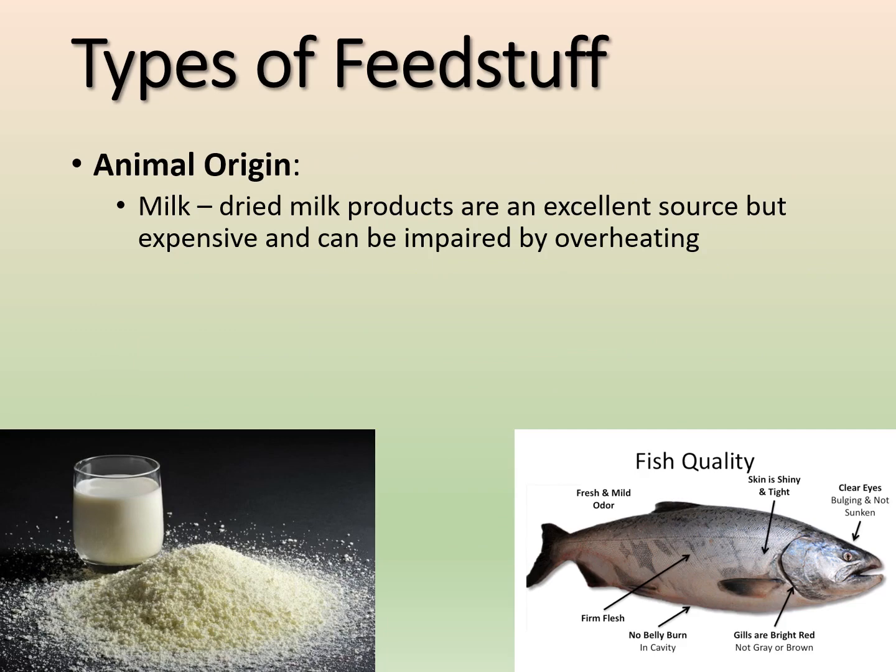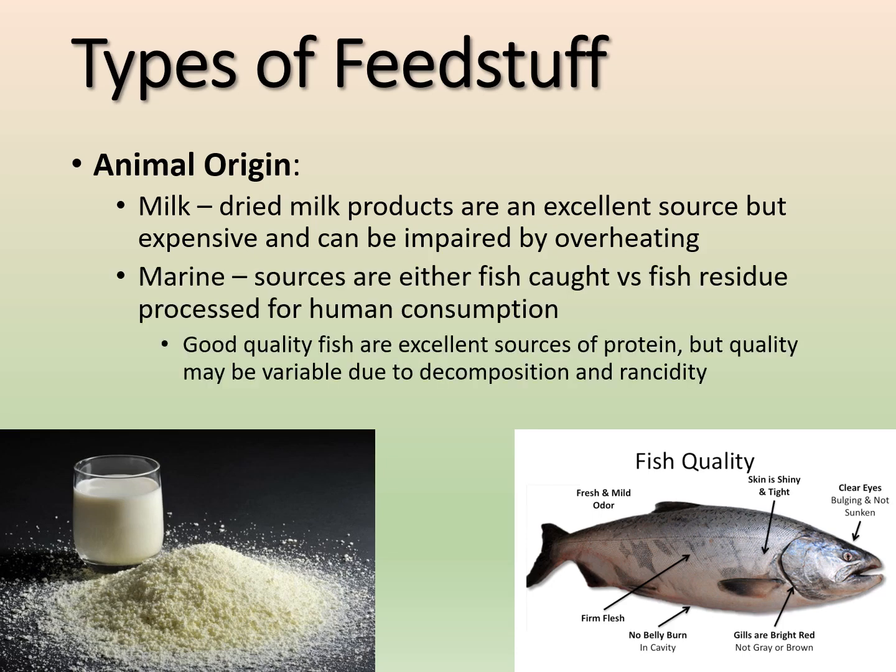So if we look at some other animal sources, we've got milk, right? So these dried milk products, either skim milk, whole milk, buttermilk, these guys are excellent sources of protein, but they can be more expensive, and they can also be damaged or impaired in the processing by overheating. So you just got to watch out for that because you're going to denature the proteins.